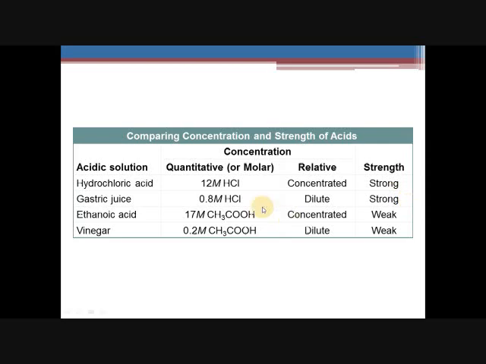Then we have ethanoic acid and vinegar. They are the same thing. Another way to say ethanoic acid would be to say acetic acid. That's what I normally say. But we have 17 molar versus 0.2 molar. So there again, 17 is concentrated and 0.2 is dilute. But since they're both from the weak category, their strength is going to be classified as weak.